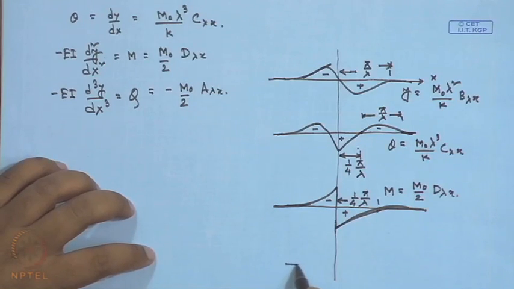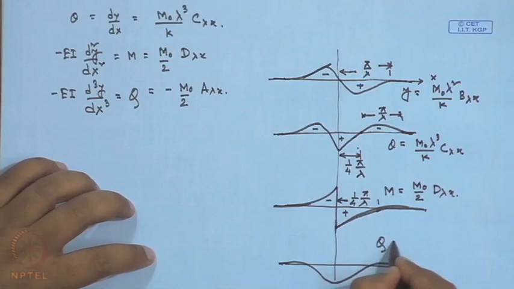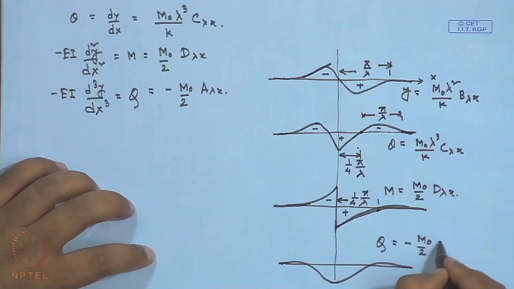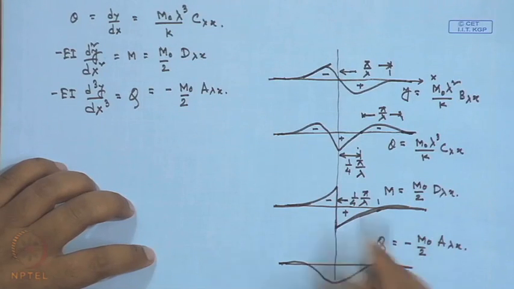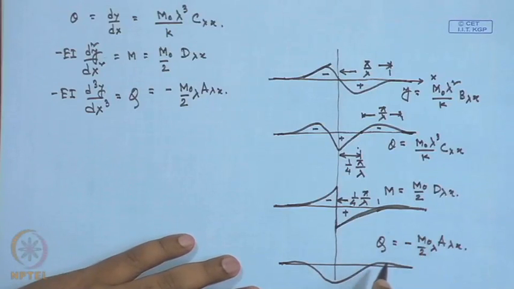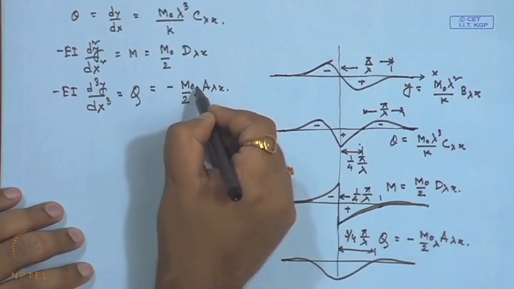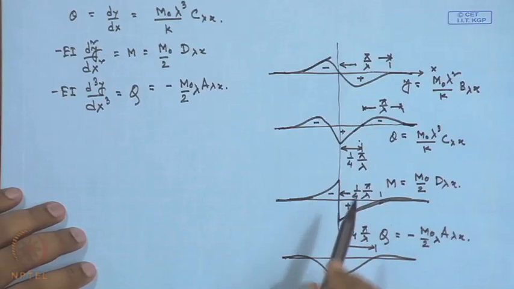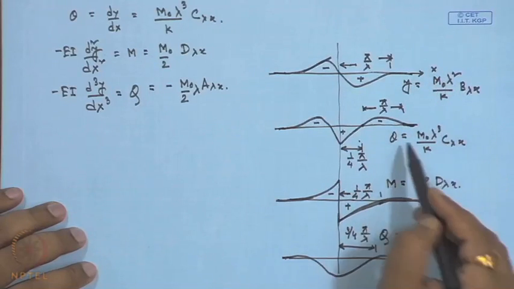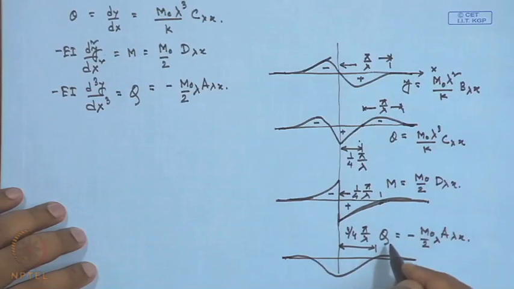Now next one is the shear force diagram. That diagram will be in this form, it is 0. So Q is equal to minus m 0 by 2 into a lambda x. So that is minus. The value from here to here, where it is changing the sign, is 3/4 of pi by lambda. So here there will be a lambda term. So now we have these four expressions: one for the deflection, one for the slope, one for the bending moment, and one for the shear force.